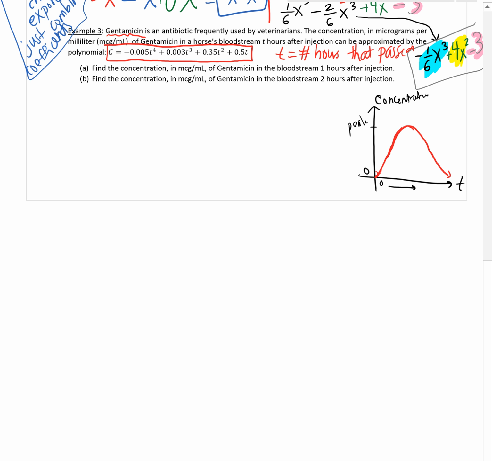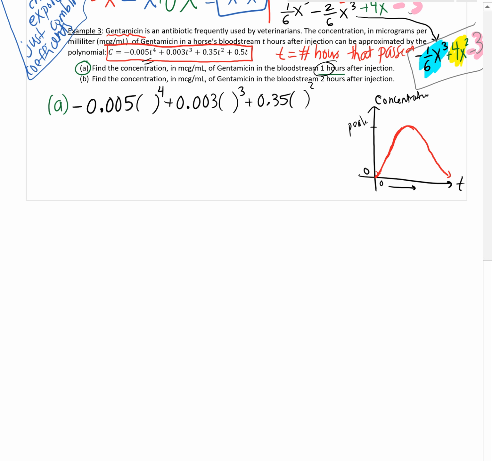Okay, so what do they want us to do here? Part A, find the concentration of this medicine in the bloodstream 1 hour after injection. Alright, so it already said that if you want to figure out how much of this medicine is still in the bloodstream after T hours of injection, just replace all the T's with that number. All I have to do is take the right side of that equation, the polynomial portion, and replace all the T's with the value they gave us, 1. So I'm just going to rewrite that guy, leaving blanks where all the T's are, and then I'll replace all those blanks with a 1.